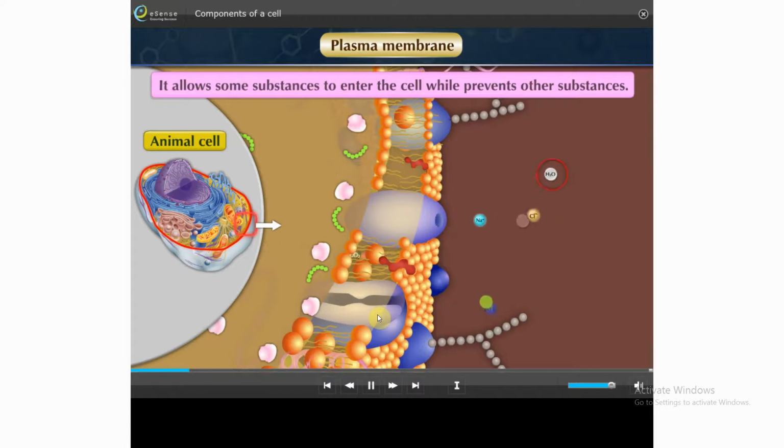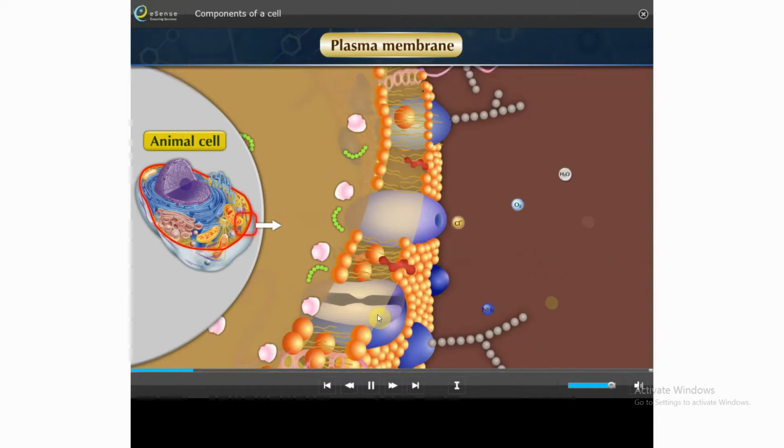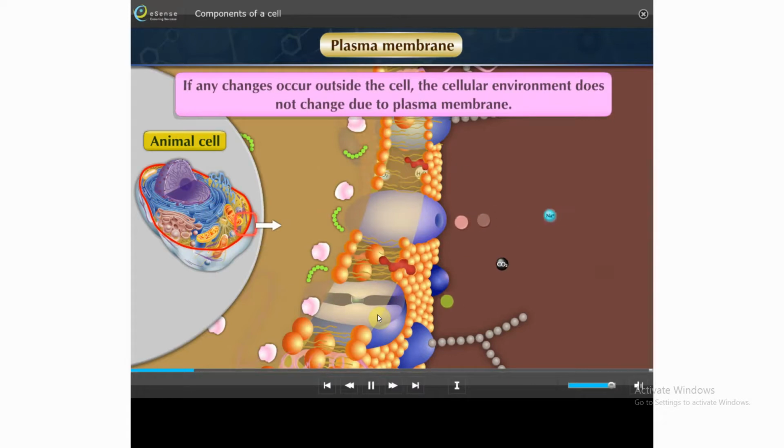Due to this property, useful molecules of water, salt, and oxygen enter the cell, and carbon dioxide exits the cell. If any changes occur outside the cell, the cellular environment does not change due to plasma membrane. This condition is called homeostasis.